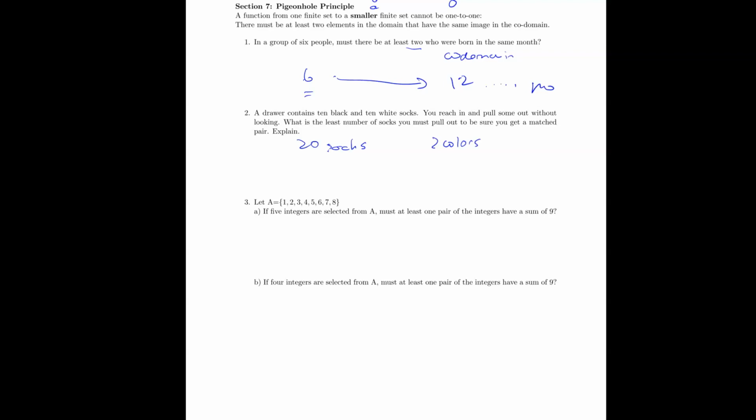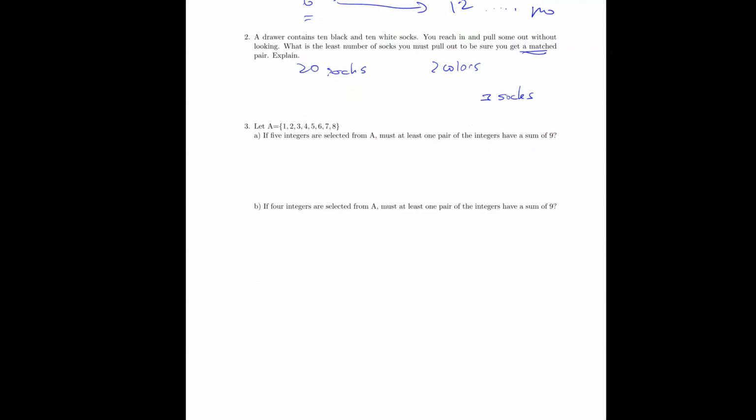If I pick, just think worst case scenario, 2 socks and it's a white and a black, how many do I need to make sure I get a matched pair? 3. Just go pick one more and then you'll have 2 socks in the same hole, or 2 socks of the same color.